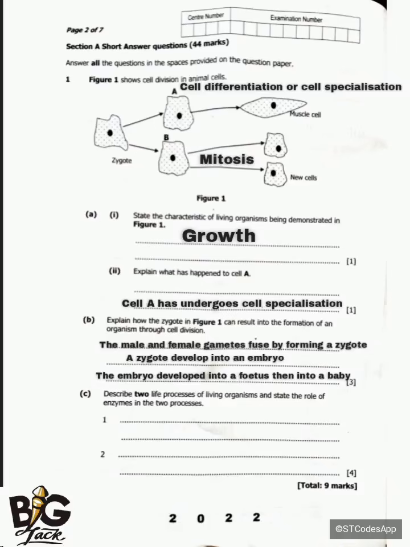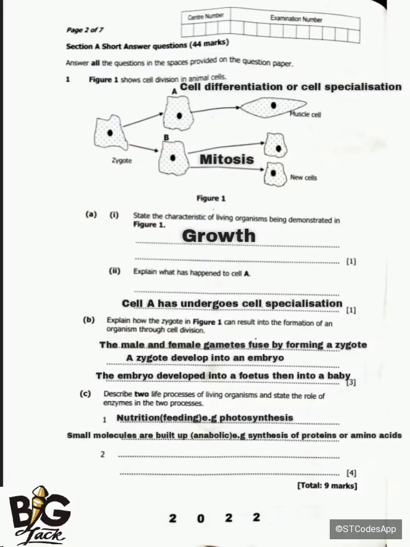So the first one, I'm going to say nutrition. Now, for nutrition, I'm going to give an example of photosynthesis. During photosynthesis, small molecules are going to be synthesized. An example I can give is the synthesis of proteins or amino acids. So here a life process is nutrition, and an example is photosynthesis.